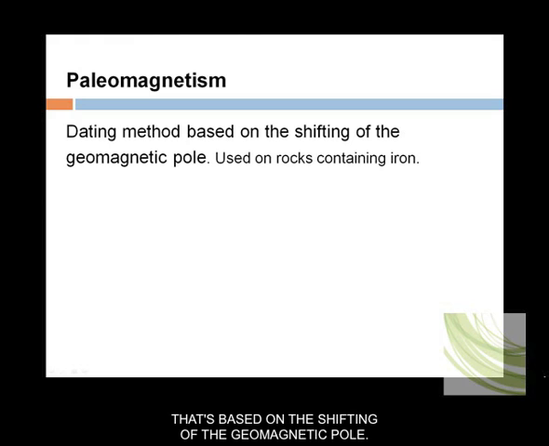Paleomagnetism is a dating method that's based on the shifting of the geomagnetic poles. So you know how we have a north pole and a south pole? Well, those are actually magnetic poles, and they shift every so often. Positive becomes negative, so on and so forth.